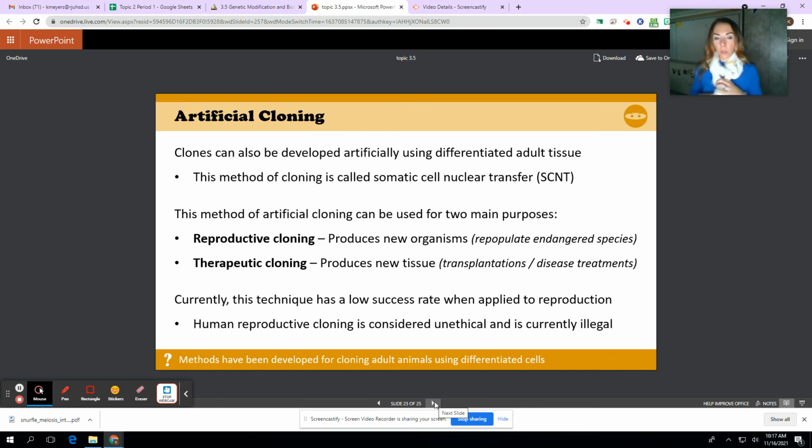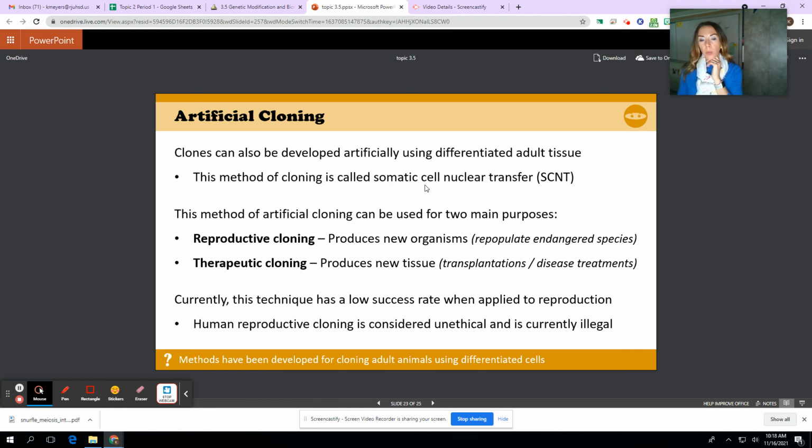So artificial cloning. This is when we get into the ethical parts of cloning, but we have seen clones developed artificially in different countries in different ways. So we'll talk about two things: tissue, and then whole animals. We'll talk about that in a second. If I'm just using differentiated adult tissue, when we looked at stem cells a long time ago, we call this method, so I have the differentiated adult tissue, and we can clone that using what's called somatic cell nuclear transfer. Somatic cell, being body cells, nuclear, all that DNA, transfer: SCNT.